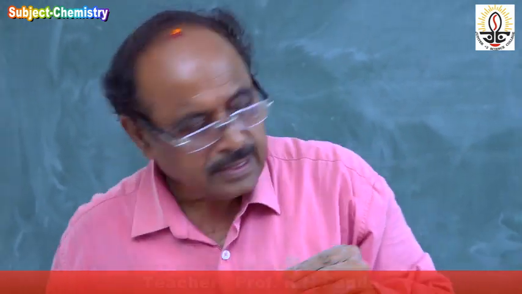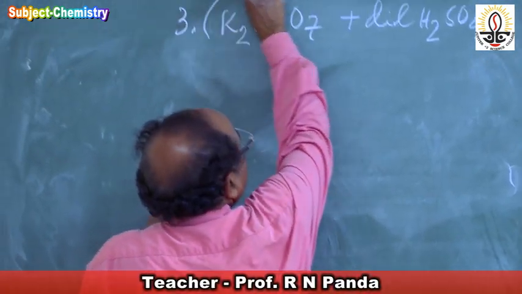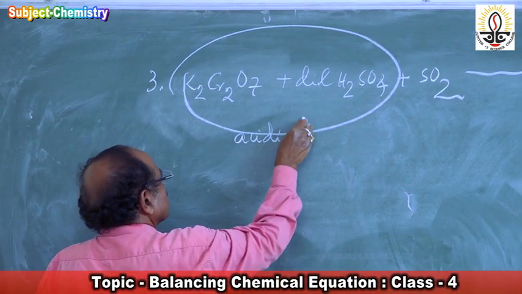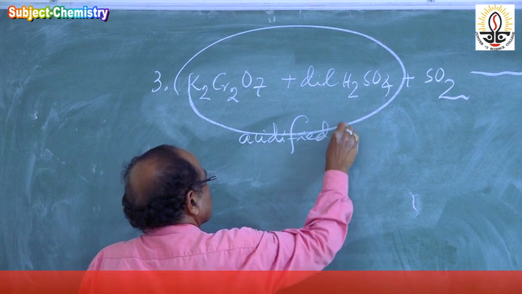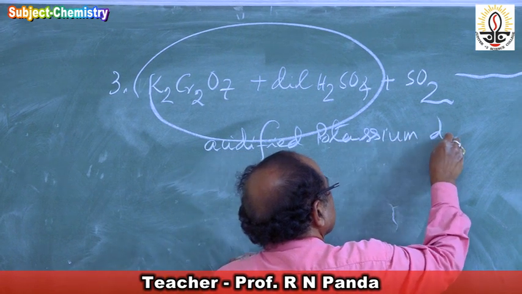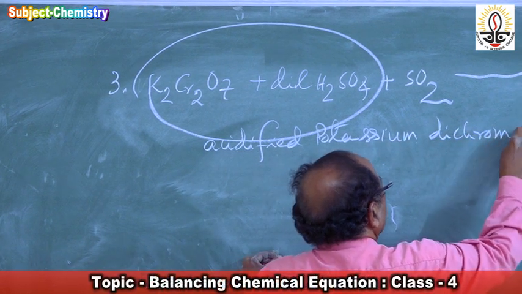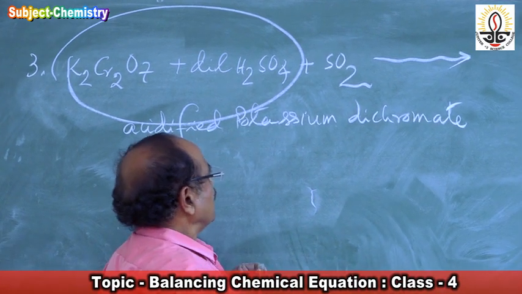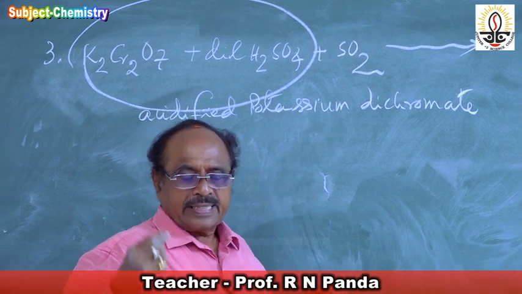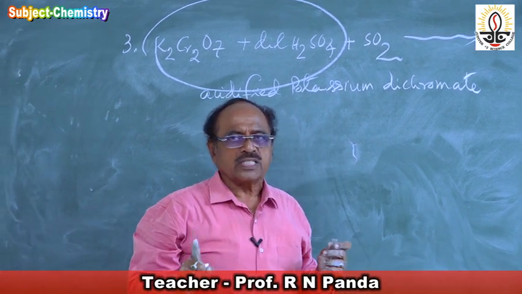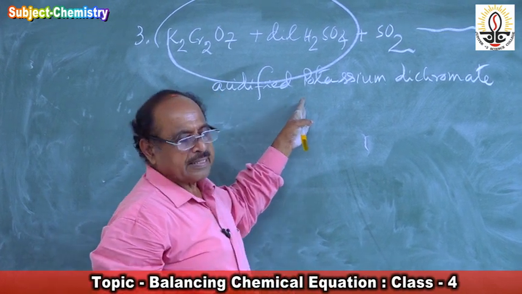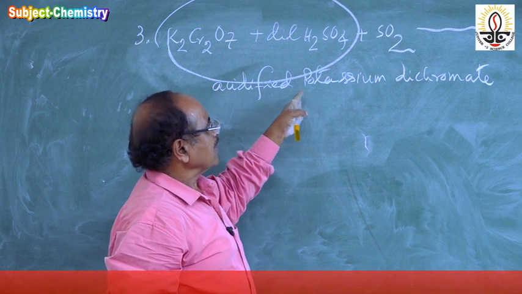This is acidified potassium dichromate. It is an oxidizing agent, meaning it will produce oxygen. I will teach you oxidation reduction next class. Then you will very interestingly understand what this is.